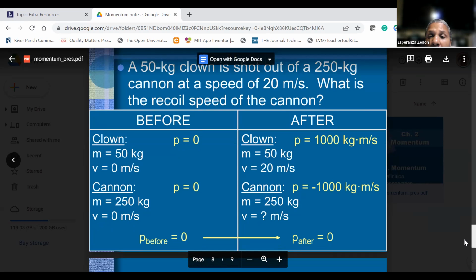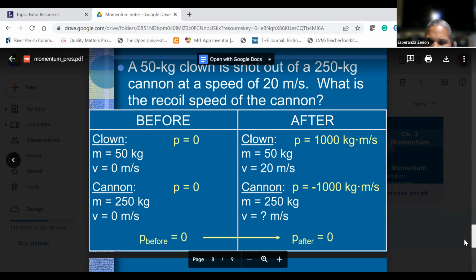Well, the clown goes flying. They said what? 20 meters per second, right? Well, the mass of the clown is still 50 kilograms. Speed is 20 meters per second. Momentum is 1,000 kilogram meters per second because we multiply those two. What about the cannon? Well, they told us the mass of the cannon is 250 kilograms. And that's what we're trying to figure out. How fast does it recoil?